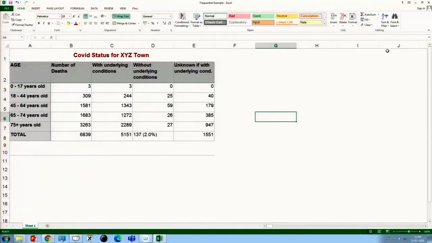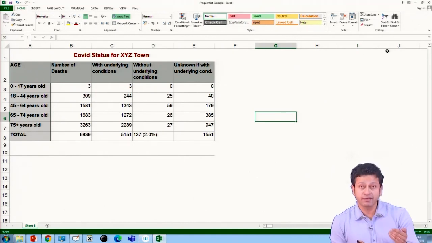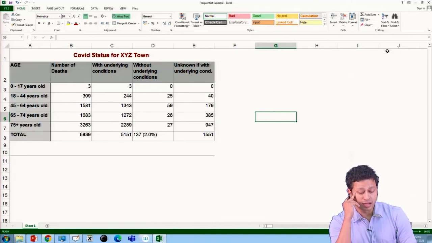and this is the data set that I have, which I have taken from somewhere, and let's say we are talking about XYZ town, and this is the data for COVID related deaths in the town. Let's say I have this data for different age groups, and I have the number of deaths in that age group. I also have the number of deaths where they have a condition, like a comorbidity condition, or they do not have any comorbidity condition, or I do not know why exactly they died. I do not have any information about whether they had comorbidity or not. So let's say this is the table, and I actually want to answer some questions.